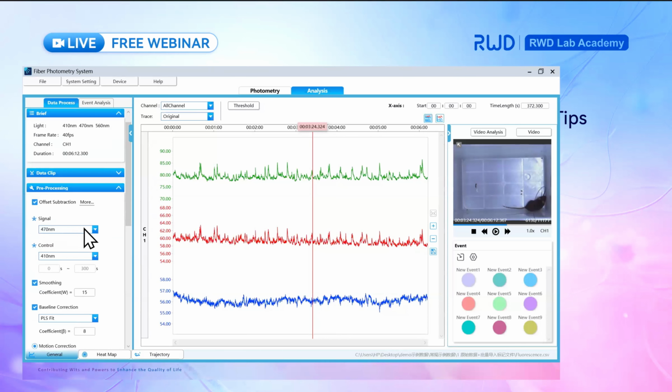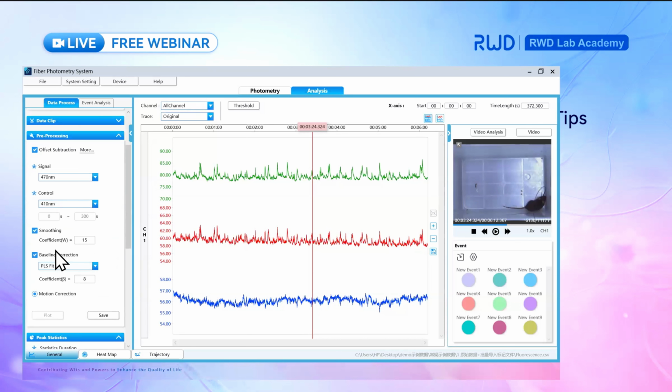Here we first select the signal to be analyzed, and then we choose the control. So we choose 470 and 410. The software supports several common pre-processing functions, including smoothing, baseline correction, and motion correction.